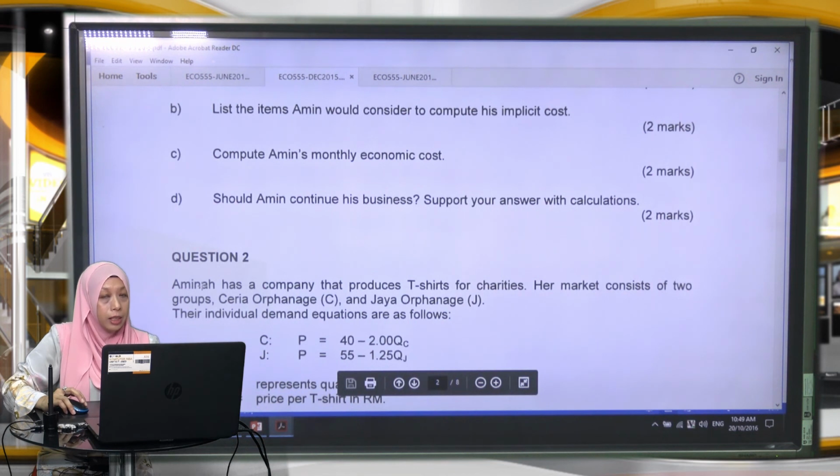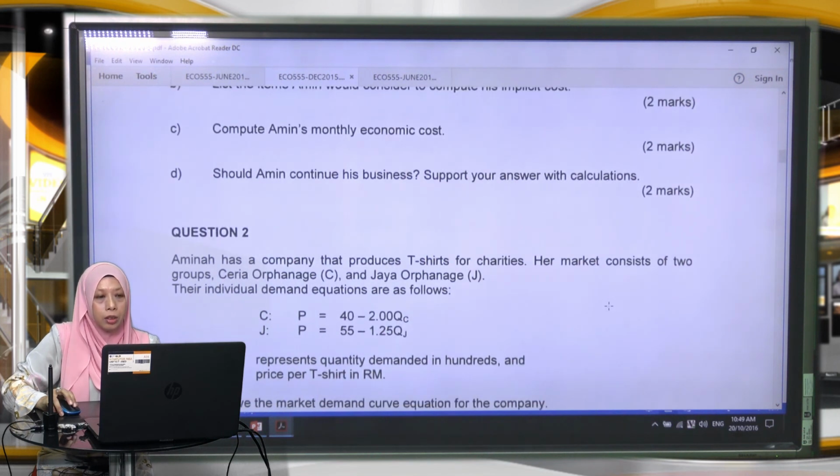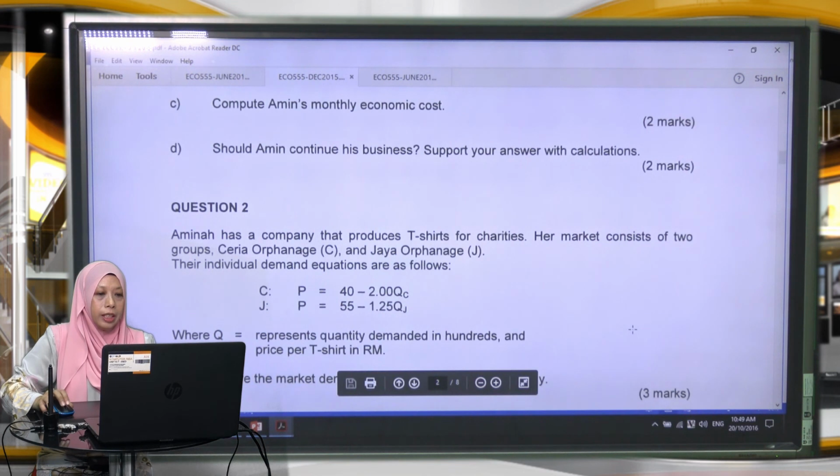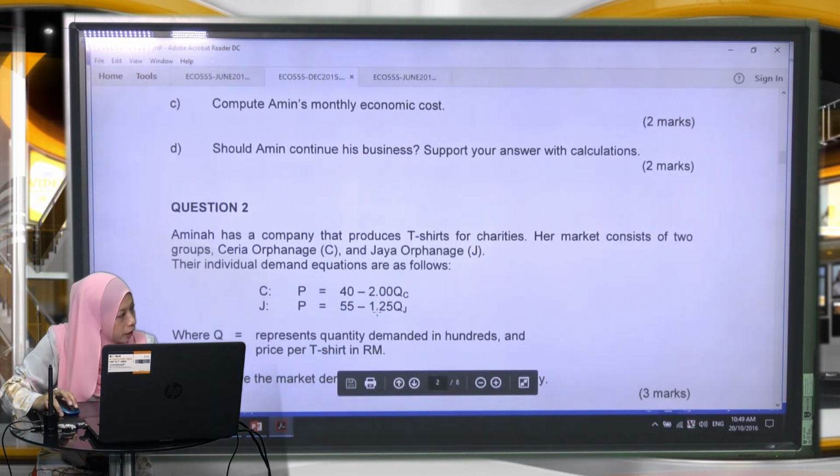Amina has a company that produces t-shirts for charities. Her market consists of 2 groups: Ceria Orphanage and Jaya Orphanage. Their individual demand equations are as follows. For Ceria Orphanage, it is P equals 40 minus 2QC, and for Jaya Orphanage, it's P equals 55 minus 1.25QG.